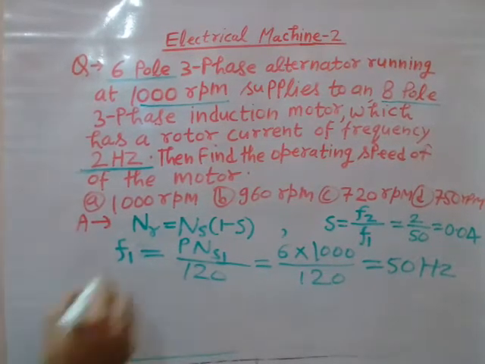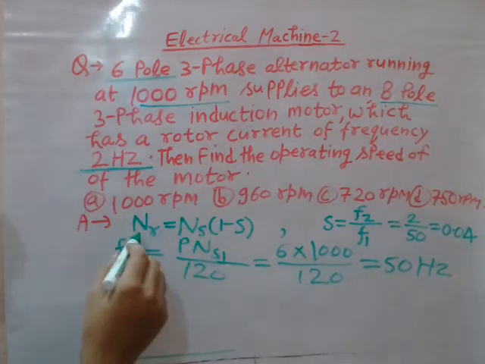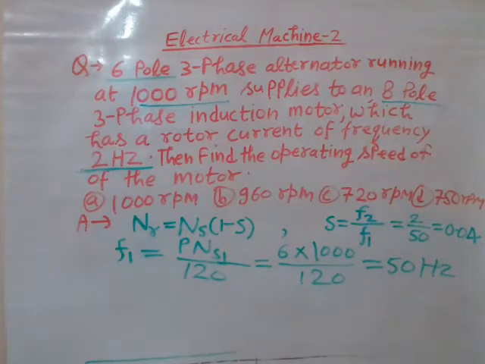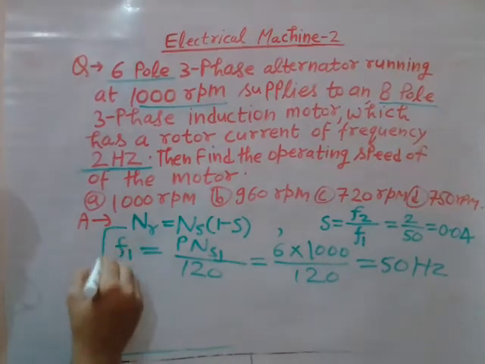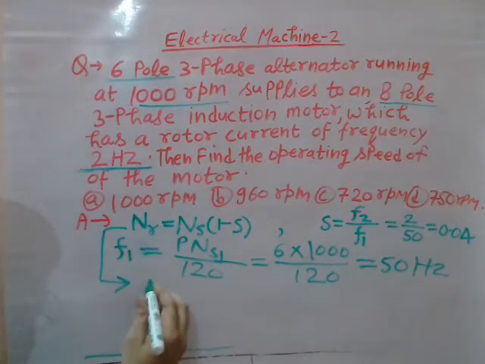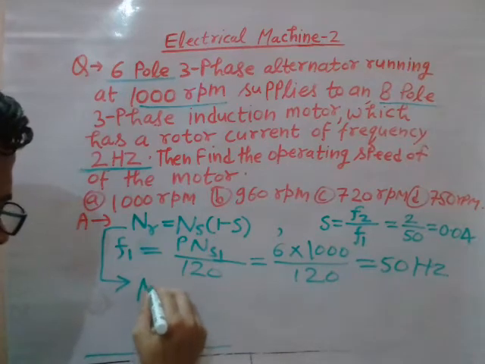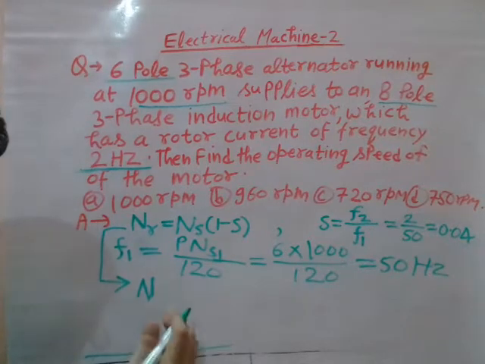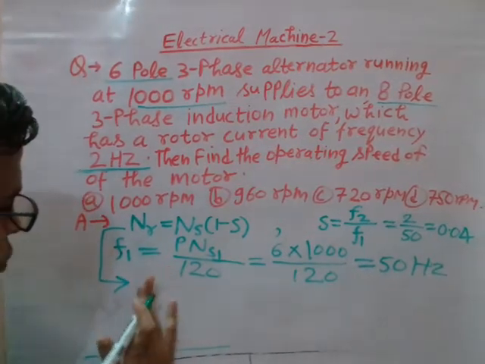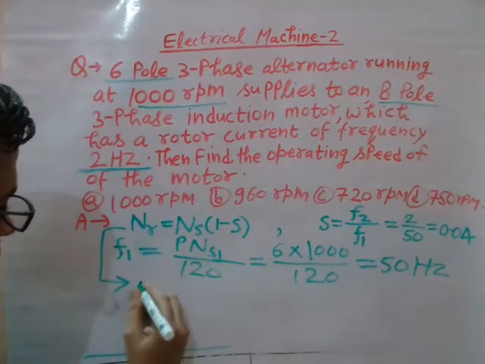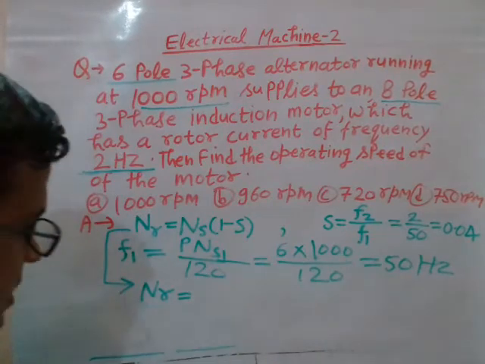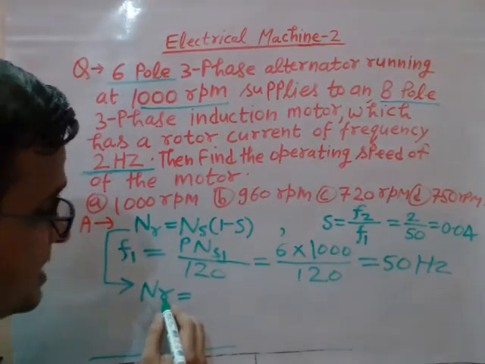Now use this relation: NR is equal to NS into (1 minus S). How this relation comes, I have already explained in my induction motor video, just watch that video on my YouTube channel. So now you calculate this motor speed, nothing but the rotor speed of the three-phase induction motor. R stands for the rotor.